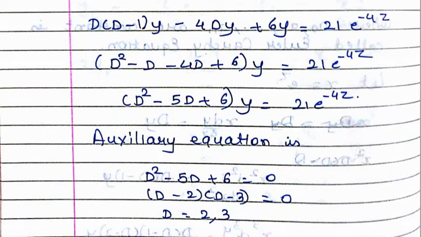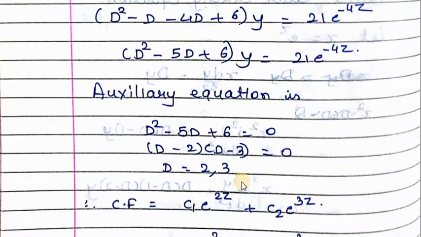Now this differential equation is of the form f(D) y equals R of z, and its solution is y equals CF plus PI. So first of all we will find CF, that is complementary function. To find CF we equate D square minus 5D plus 6 to 0. Now we have to factorize this equation. We have to split the middle term 5D such that the product of the two terms is 6 and their addition is 5, that is 2 and 3.